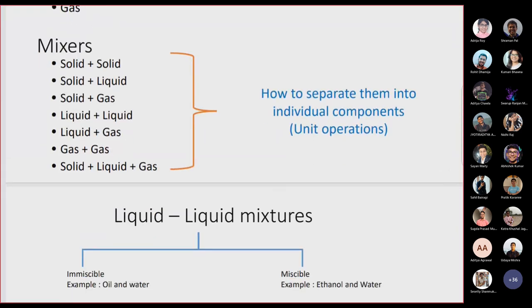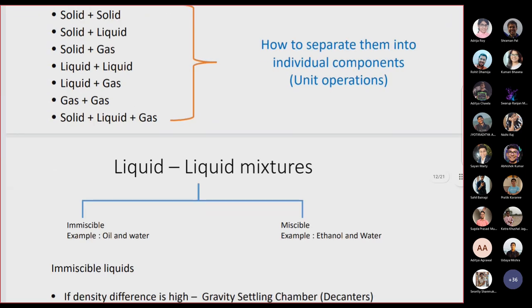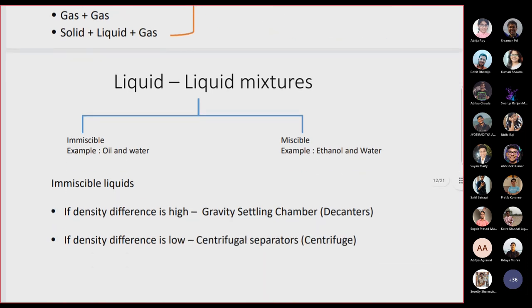So ideally I can start with solid-solid, but I want to start with something a little easier. Probably you're studying, or you studied recently, or you're studying now. I don't know, the change in curriculum is slightly confusing, but I think you're studying mass transfer this semester, right? We'll have mass transfer 2 this semester. We had mass transfer 1. Oh, so you already have mass transfer done. So that means you already know some of these unit operations. So that is good. Thank you. So I'll start with liquid-liquid mixes.